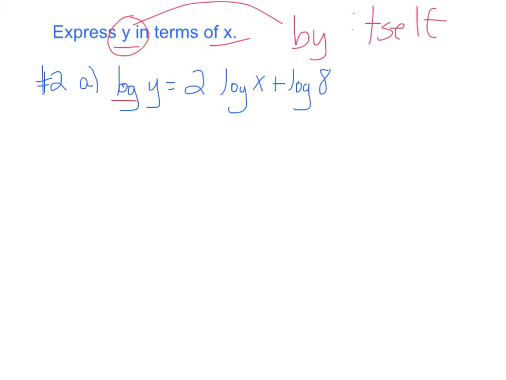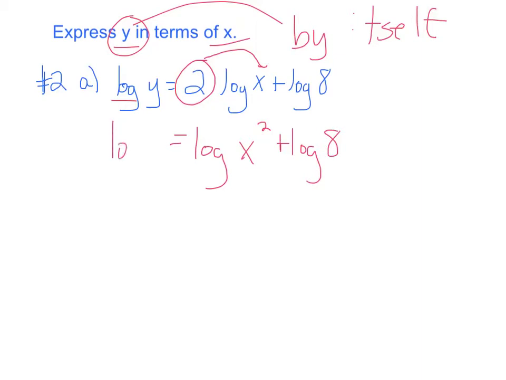Well, let's deal with the right side first. I got a big baby here, this 2. I'm going to make him a little baby. Now, he's only a little baby to the x. So it's the log of x squared plus the log of 8. Excellent. And over here, you get the log of y still. Now, we still don't have y by itself, but we're pretty darn close.